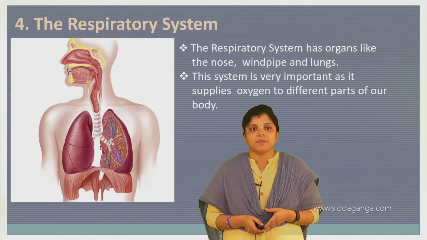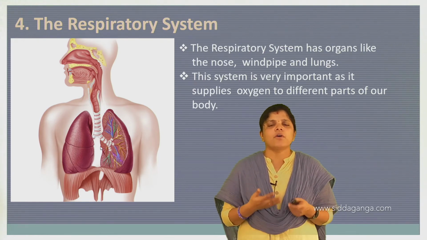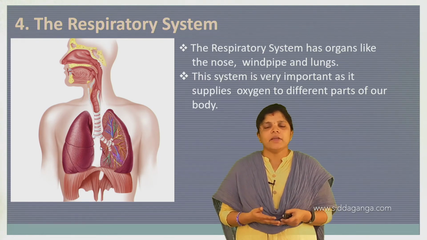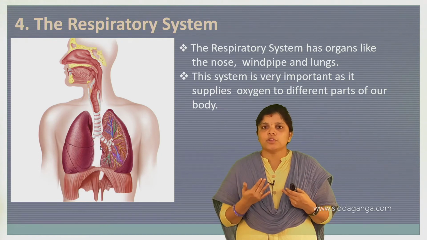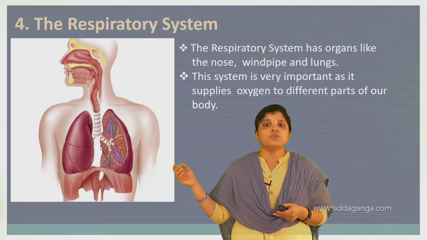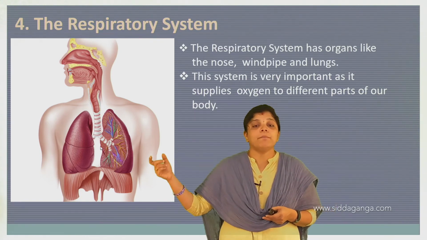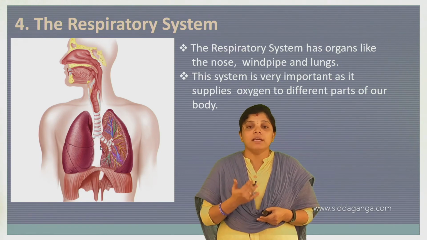The next system is the respiratory system. See, respiratory system means breathing. We all breathe. When we take in air through the nose or nostrils, what happens? It passes into the windpipe. So it enters the windpipe, and from the windpipe it enters our lungs.